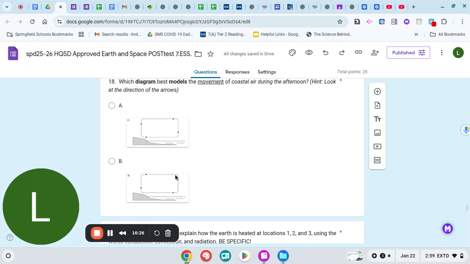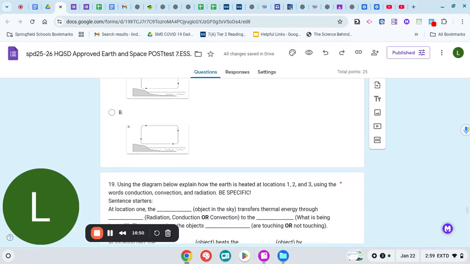So again, ask yourself, what breeze is it during the afternoon? Is it a sea breeze or a land breeze? That's the land, that's the ocean or the sea. Then look at the arrows. A has the arrow movement going this way. B, the arrow movement is in the opposite direction. It's going that way. Okay, pause, and then come back for the last two.